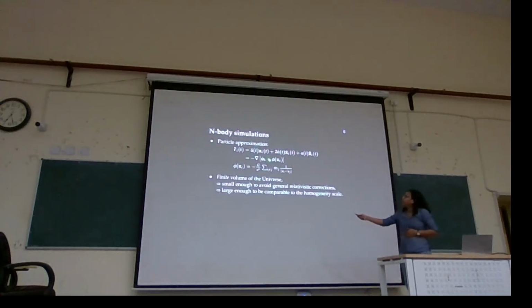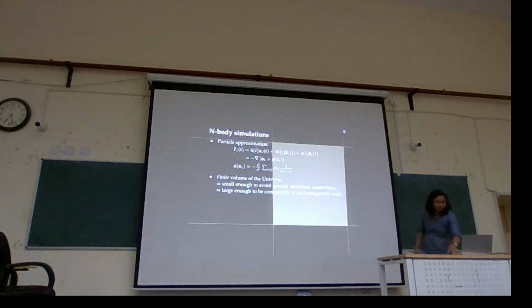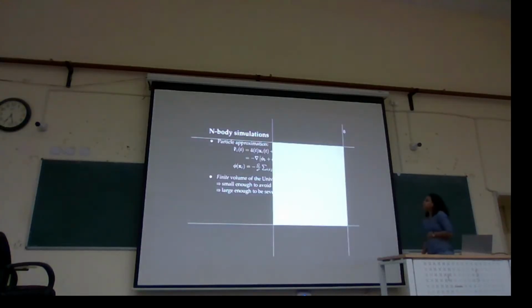Okay. Now we need to put these particles in some representative volume in the universe. Such a volume should be small enough to avoid the GR correction, so basically below the Hubble radius. The Hubble radius is typically around 4 units, and it should be large enough to be compared with the scale of the volume. So let's take such a volume. Now we need to put the particles into there.